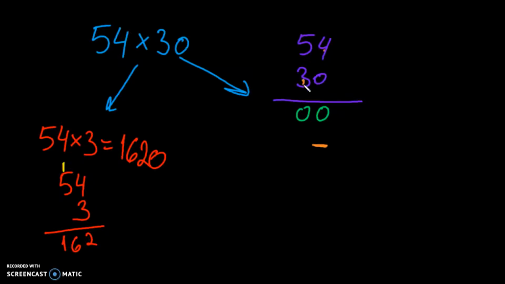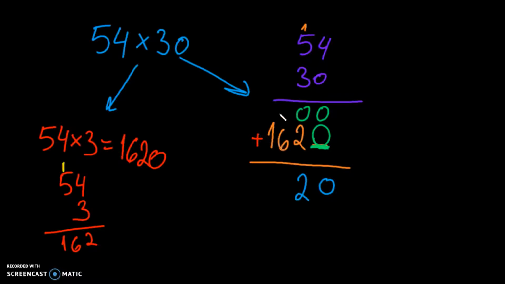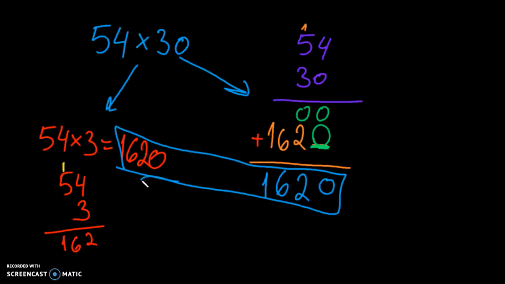3 times 4 is 12. 3 times 5 is 15. We add 1, 16. Here we can write a 0 every time we leave a space here. When we're done, we can just add both of the numbers. 0 plus 0 is 0. 2 plus 0 is 2. 6 plus 0 is 6. 1 plus 0 is 1. And you can see we get the same answer.